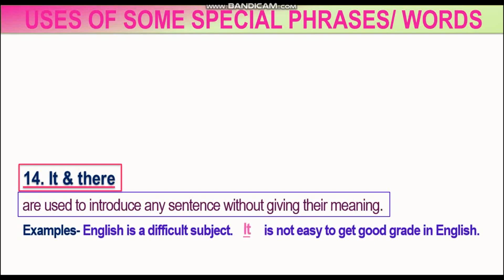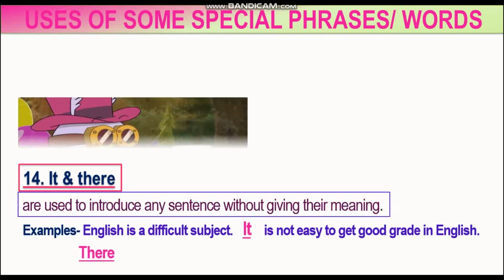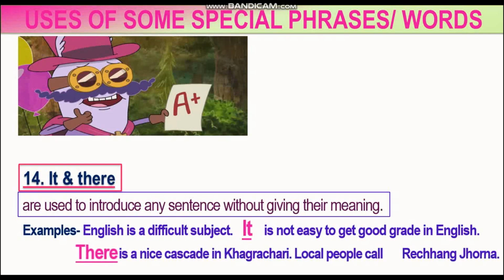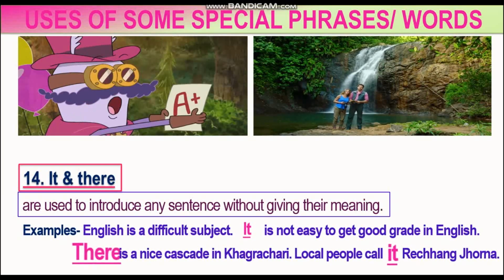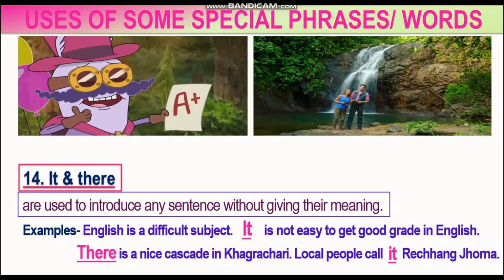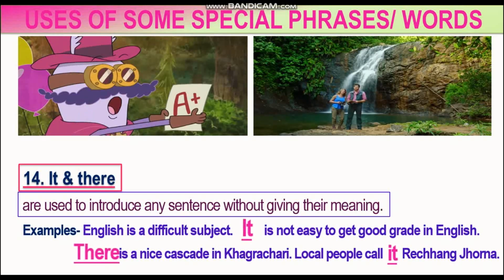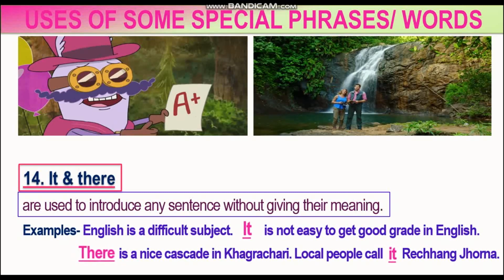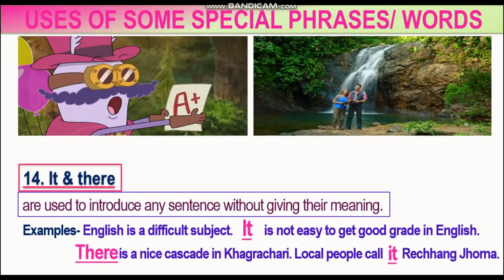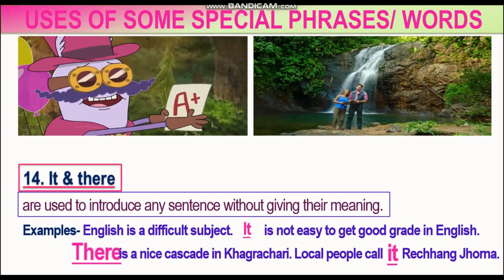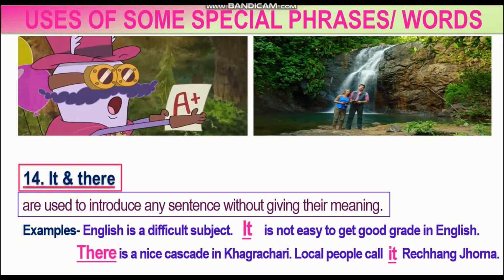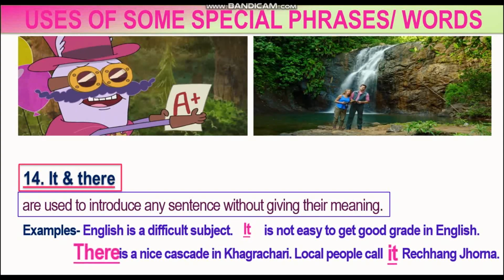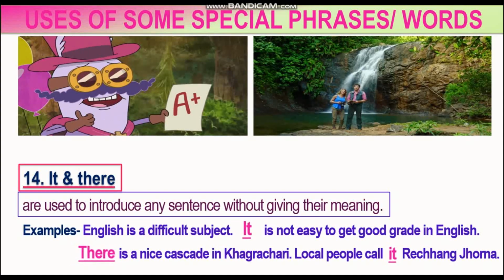For example, English is a difficult subject. It is not easy to get good grade in English. There is a nice cascade in Khagrachori. Local people call it Risang Jharna. Here in the first instance, it is not easy to get good grade in English. The word it is used as a placeholder subject without giving its actual meaning.